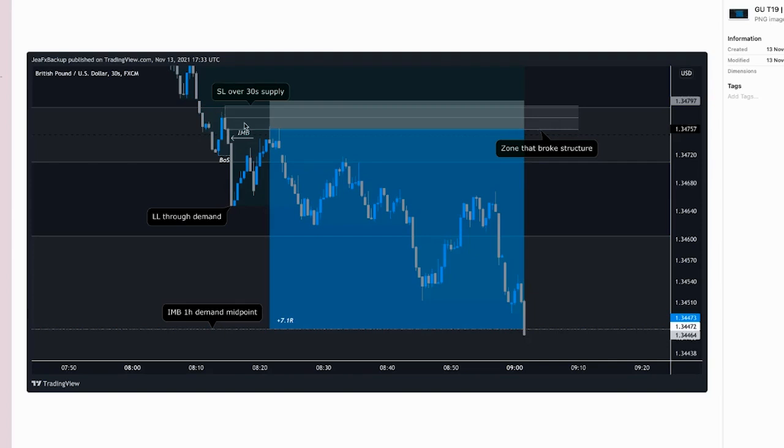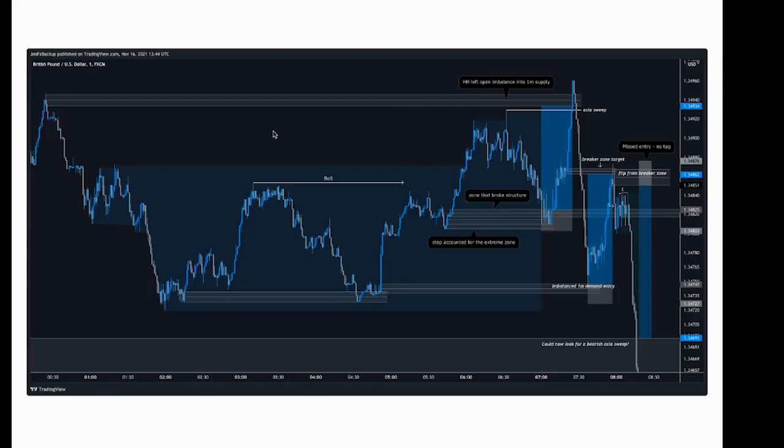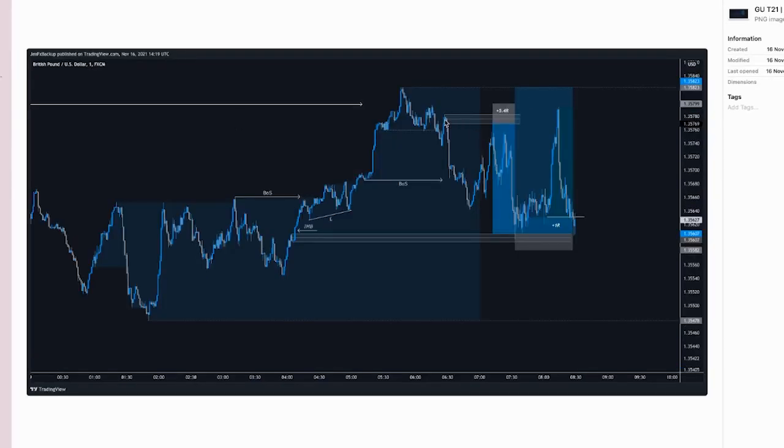And then once again here, in a nice simple example like this, zone that broke structure, no tricky imbalances above, so we go ahead and put our stop just above the zone. And here again, we have a zone that broke structure, but we opt to put our stops over the previous high as well, because we do have that small imbalance supply area. Better to be safe than sorry.